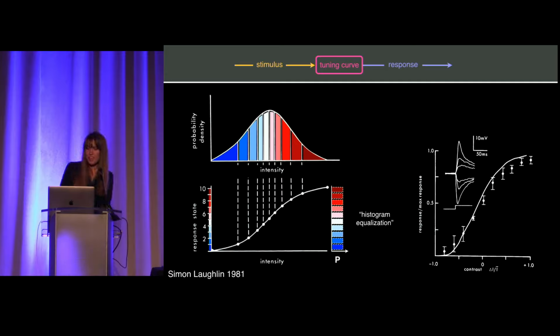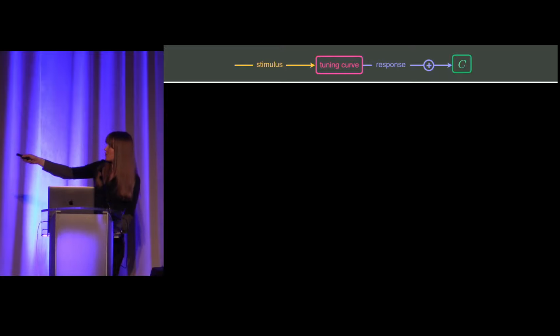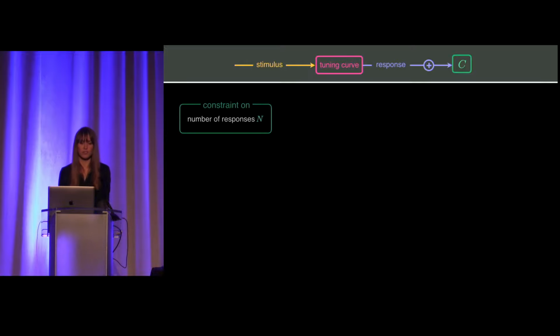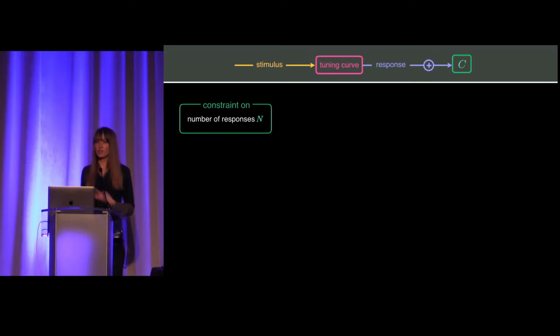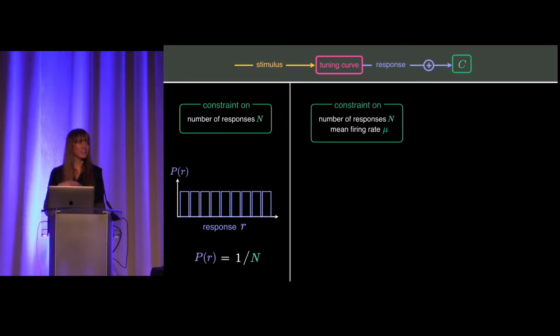But I want to just step back and remind you that everything that we've worked out so far has been assuming, again, that we have this constraint at the output, and we've been implementing this constraint in a very particular way. We've been assuming that we have a constraint on the number of discrete responses that this neuron could produce. And so if we maximize entropy subject to this particular constraint, we find that the maximum entropy distribution looks flat, like we see here. But this isn't the only constraint that we might care about. So, for example, if we add a constraint on the mean firing rate in addition to the number of responses, does anyone know what this distribution would look like?